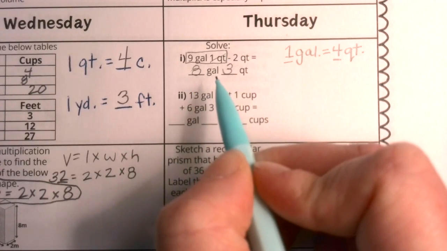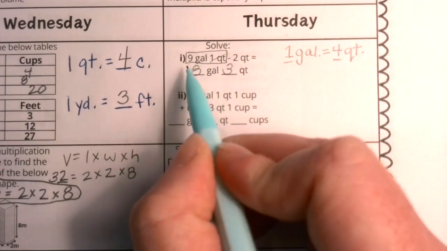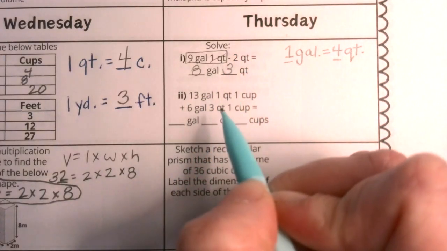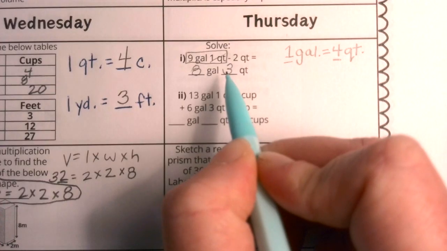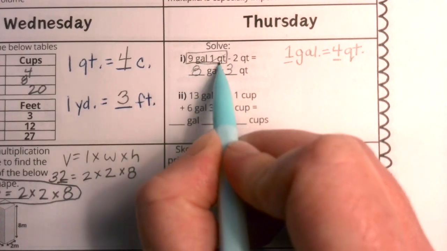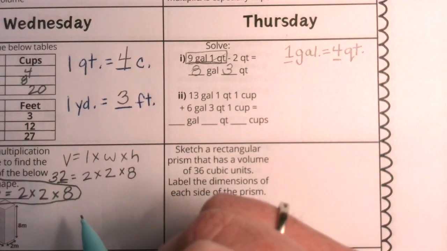We can think about this in the opposite way too. If we have 8 gallons and 3 quarts, if we added 2 more quarts, 1 more quart would turn this to 9 gallons, and we would have 1 quart left over. So we would be back to our starting point.